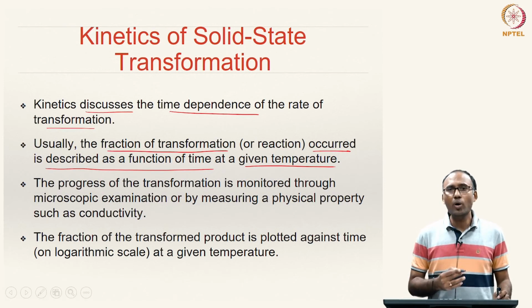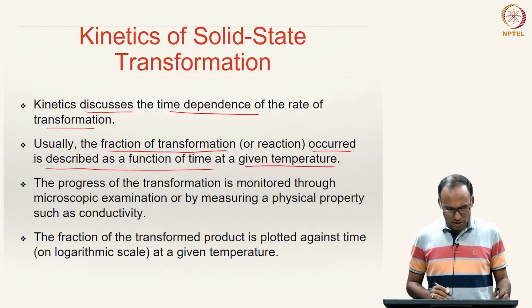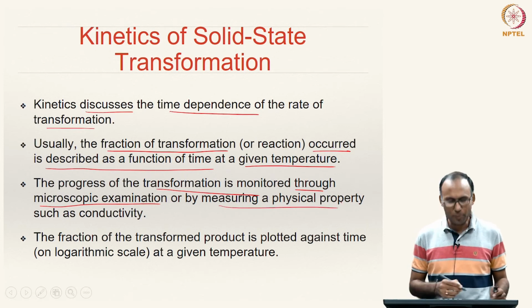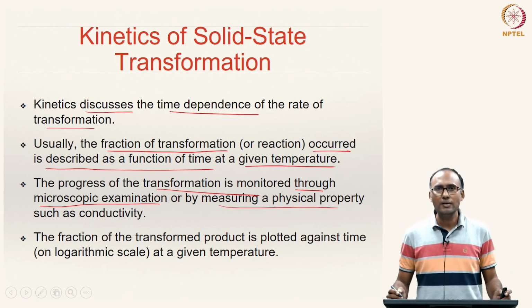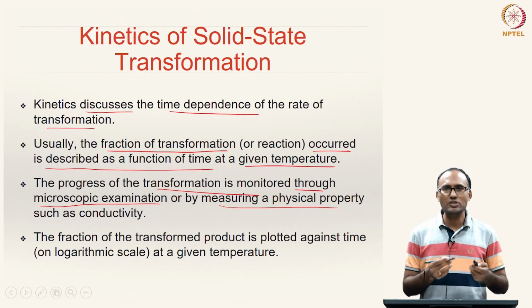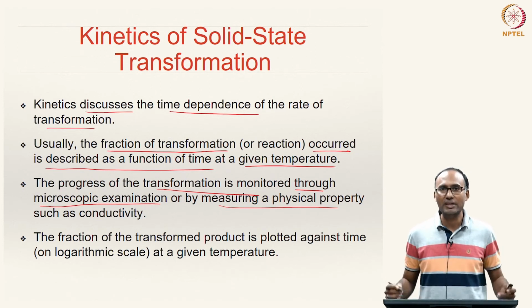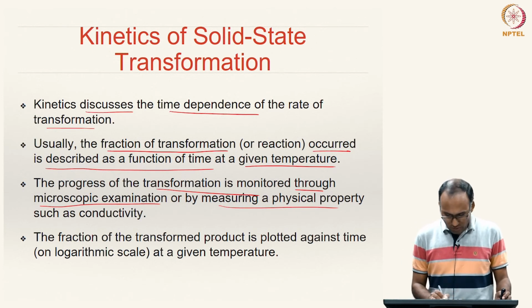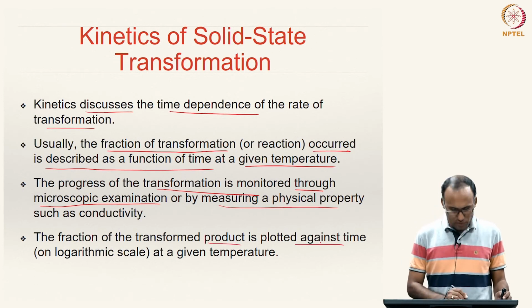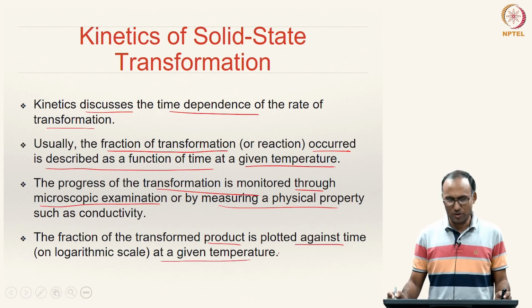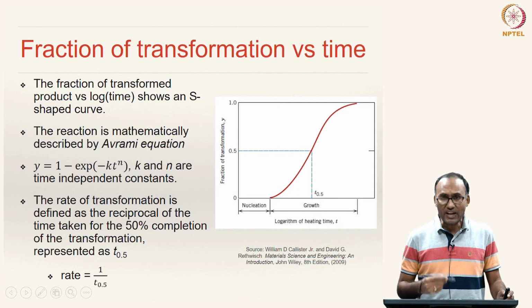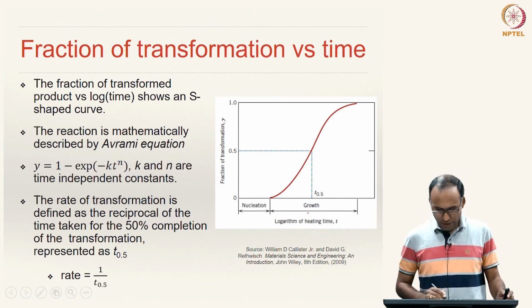And how do we monitor the transformation? Usually the progress of transformation is monitored through microscopic examination or measuring a physical property such as conductivity, right. So, you measure the conductivity and then based on that you will be able to predict what fraction of the material has been transformed, and then the fraction of the transformed product is plotted against time on a logarithmic scale at a given temperature, right. So, now let us look at the fraction of transformation as a function of time.